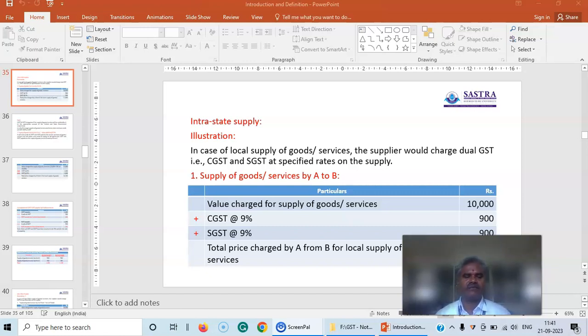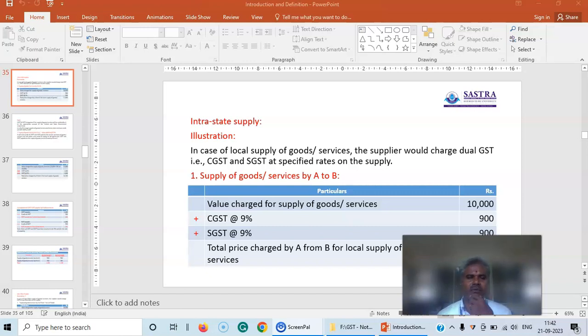In the last session, we discussed what is GST, its tax structure, subsumed taxes, then the journey of GST, etc. Today, we are going to compute the value of supply for intrastate supply as well as interstate supply, because we have to calculate the value of supply in a different manner.